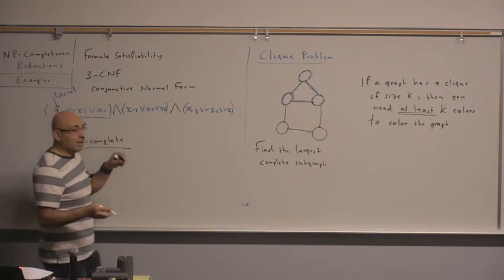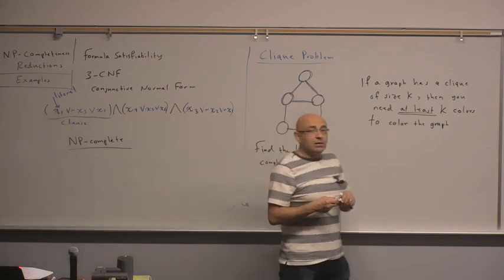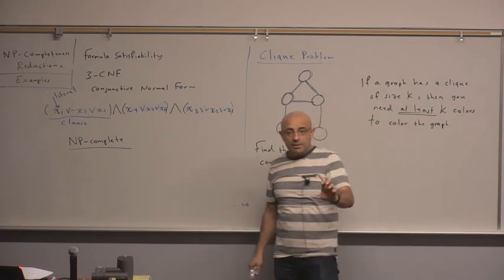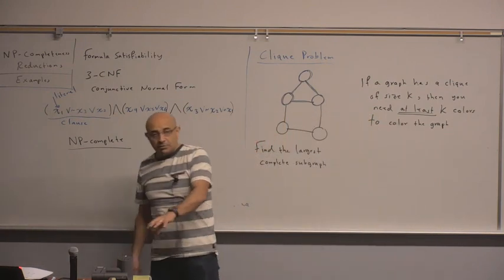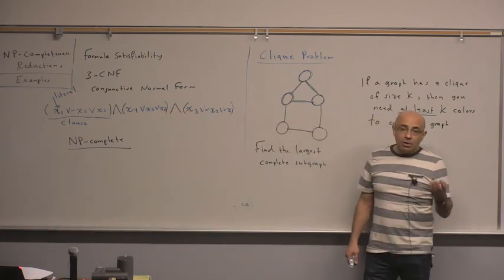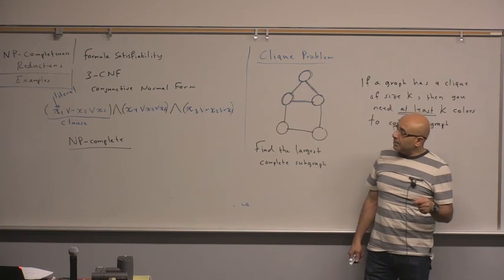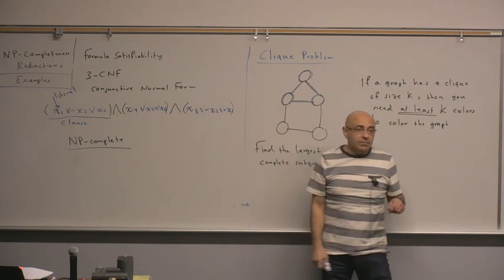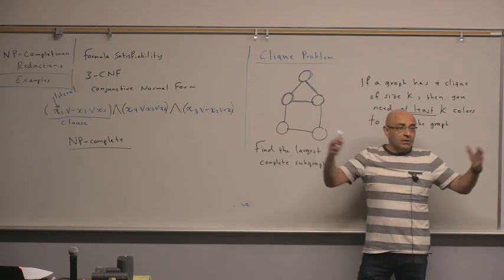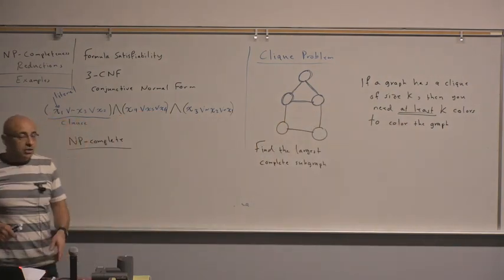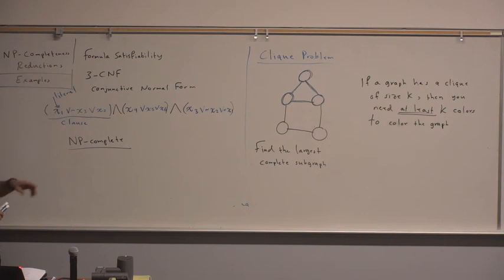Now, this can be useful because when you try to prove a problem is NP-complete, you need a reduction from a known problem to the problem that you are trying to prove. And if you have an easier or simpler known problem, that will make the proof easier. So working with this 3 conjunctive normal form is easier than working with the general formula satisfiability, or a general formula with no restrictions. So this is still NP-complete, even though this is a special case.